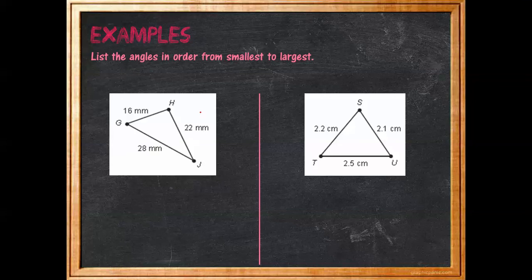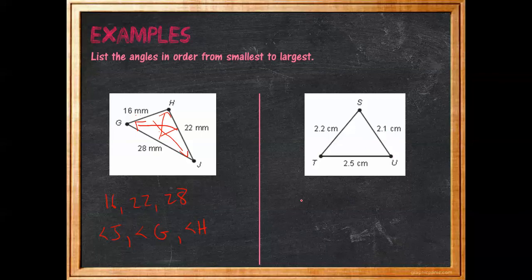Now we want to list the angles in order from smallest to largest. So now, given the side lengths, we're going to go the opposite way. Looking at this, our smallest side length is 16, and then 22, and then 28. So across from 16 is angle J, across from 22 is angle G, and across from 28 is angle H. So those are listed in order.